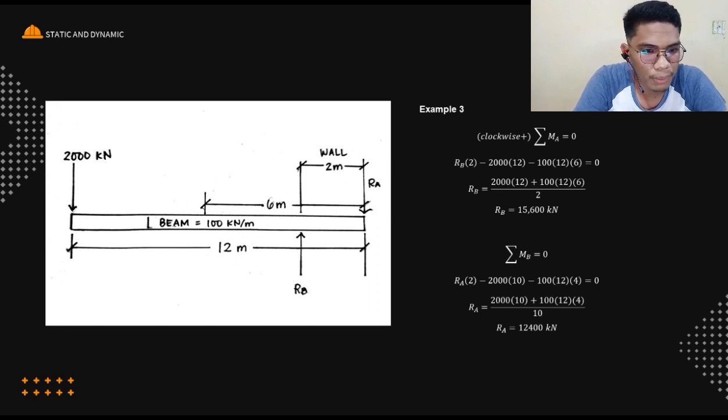Then, para makuha po natin to, labas po ulit natin si RA. And then, labas din po natin sa kabilang side naman po yung iba. So, RA is equals to 2,000 multiplied by 10 plus 100 multiplied by 12 multiplied by 4 all over 10. So, ang ating RA po is 12,400 kilonewton.